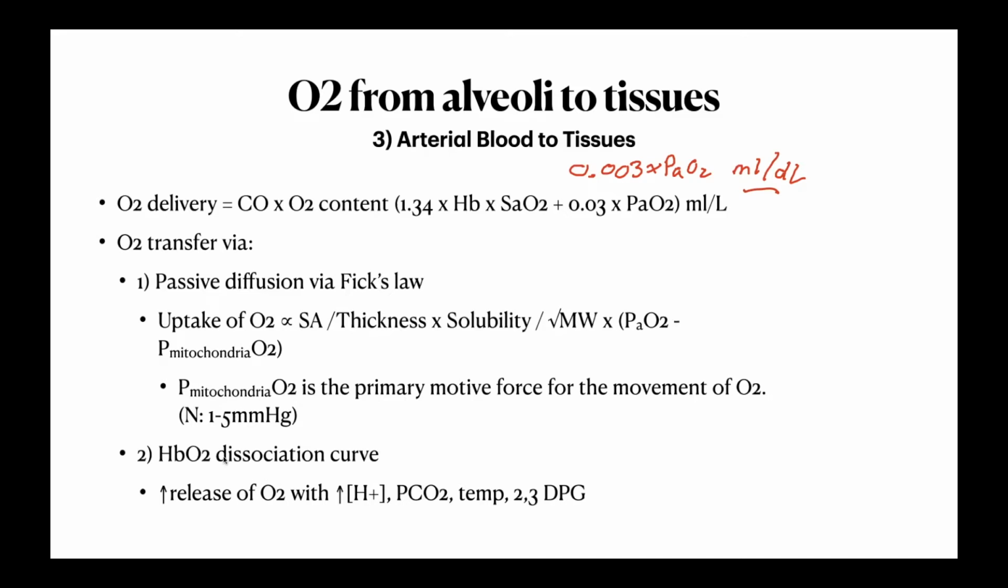The second thing that determines transfer of oxygen from arterial blood to tissues is the hemoglobin oxygen dissociation curve. So increased release of oxygen with increased hydrogen ions, increased partial pressure of CO2, temperature, and 2,3 DPG. And this one here causes the right shift. Okay, so there's a right shift here.